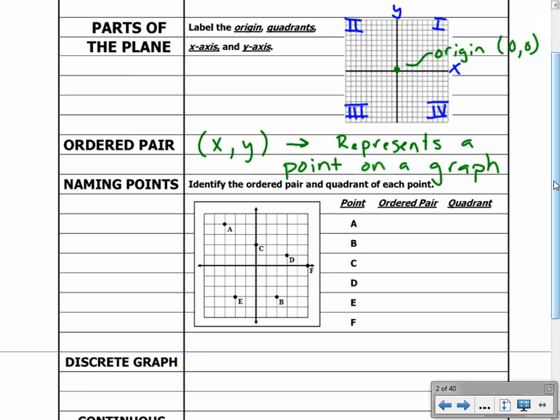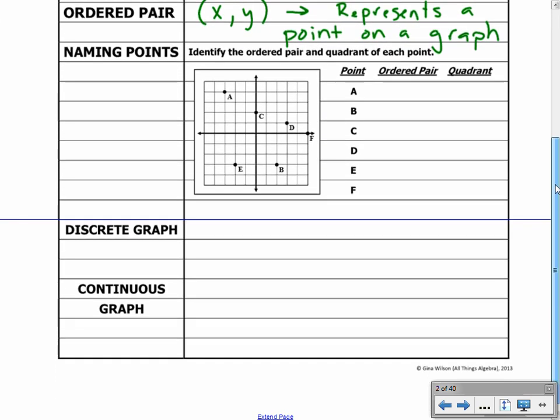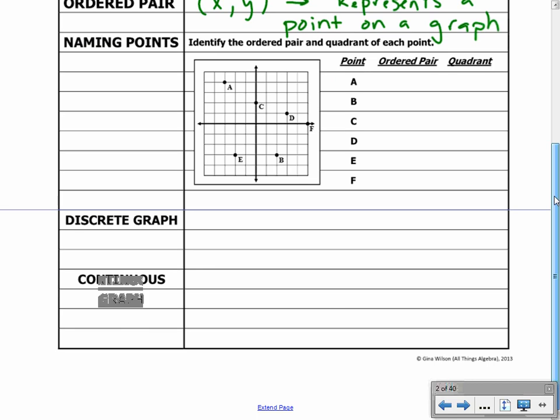So below here we have some points. Okay, we have points A through F, and what we're going to do is find that point on the coordinate plane. We're going to write down its corresponding ordered pair, and then also identify which quadrant that point lies inside of. So if we look at A, okay, A is right here. Now, when you do this, I want you guys to start at the origin, and I want you to count how far you have to move left or right, how far you have to move up or down, and that's going to help you find your ordered pair.